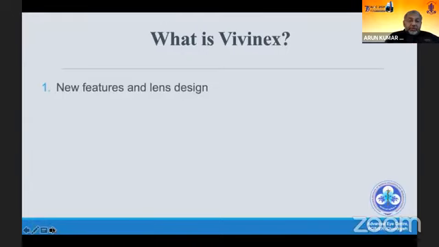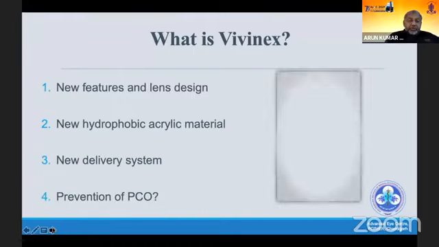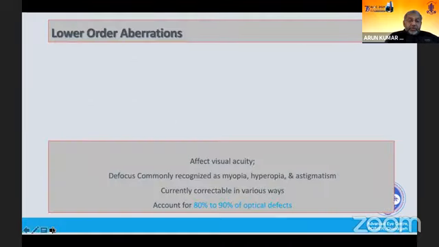We will divide the talk into 2-3 subsets. This WaveNext platform has new features with a new lens design. It is a new hydrophilic acrylic material with almost glistening-free material, and it has a new delivery system, as well as probably the least posterior capsular opacification rates. So this is what the lens looks like. Before we go into the details, first of all, we will discuss the lens design.